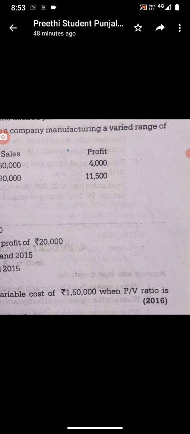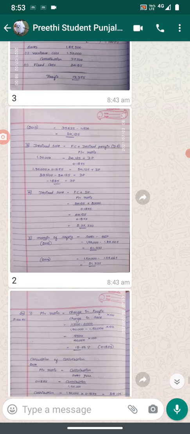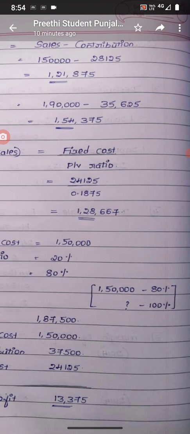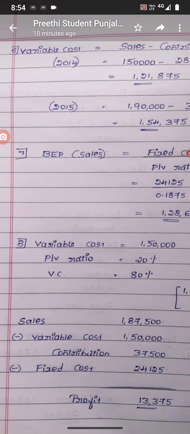Now the question which is a little long: sales and profit for a variable cost of 1,50,000 when PV ratio is increased to 20%. When PV ratio is 20%, variable cost is 80%, because sales minus variable cost gives contribution. So 1,50,000 is 80%, and we have to find 100%. So sales is 1,87,500, and minus variable cost of 1,50,000, which is given in the problem.